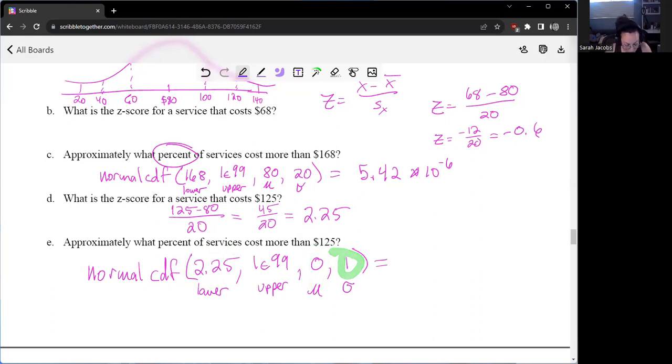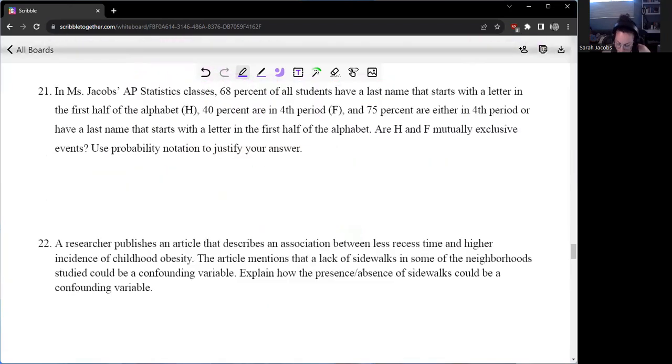Popping that in, second vars down to normal CDF. For now, always CDF. And yes, first period, that one table, it's always CDF. So 0 and 1, for now at least. And so that gives us 0.012, which is about 1.2% of services that cost more than $125. Okay, onward. Almost there.